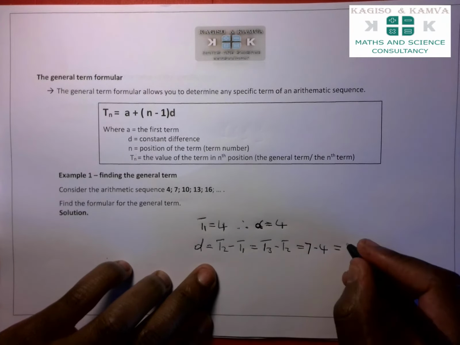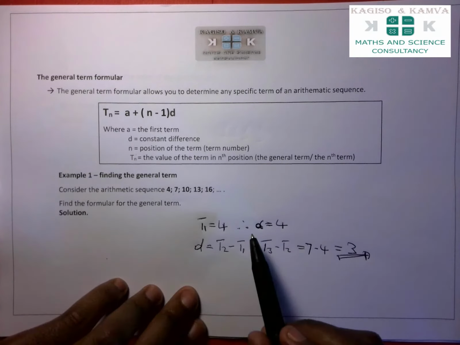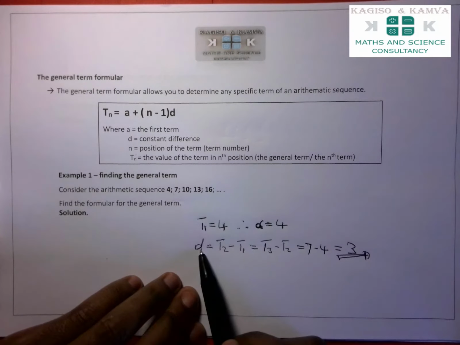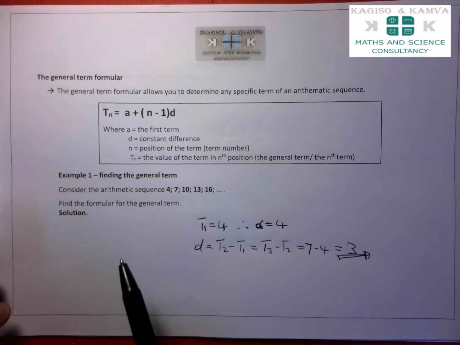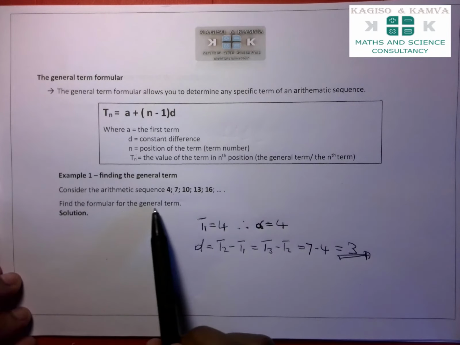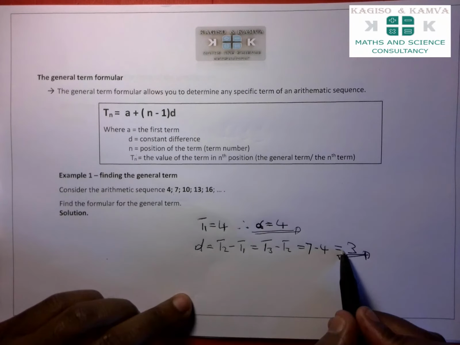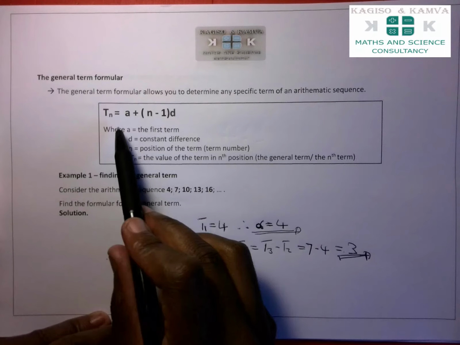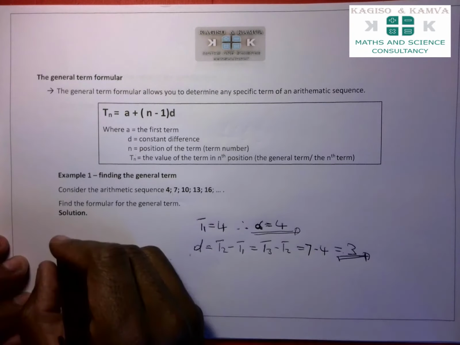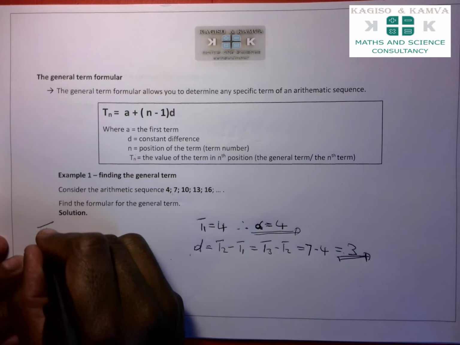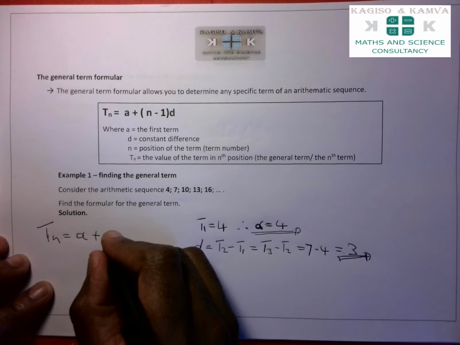So what do we have now? We have A, and we also have D. So how do we find the formula of the general term? We have to substitute this A and this D into the general term formula. Right here, it will be Tn is equal to A plus (n minus 1) D.